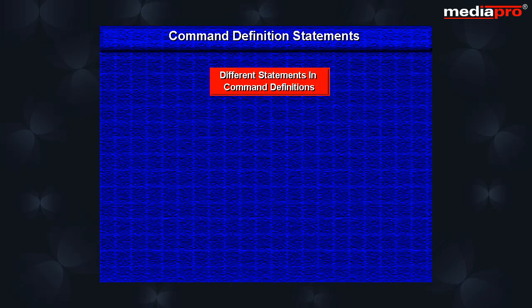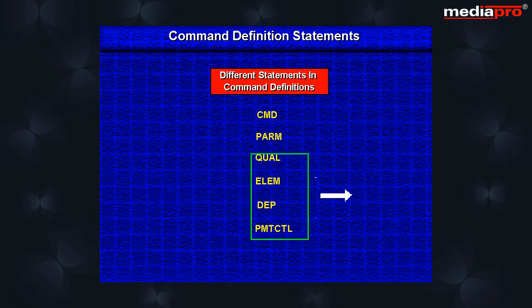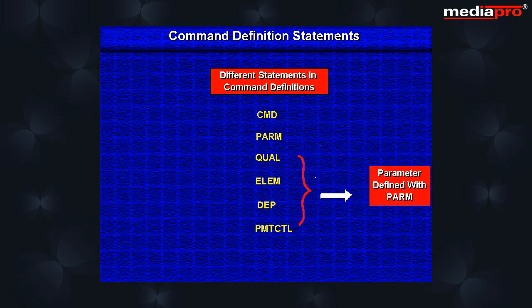There are 6 different statements that can be used in command definitions. They are command, parameter, qualifier, element, dependencies, and prompt control. Let us look at each of these. We have seen the command and parameter statements earlier. The element, qualifier, dependencies, and prompt control statements are used to further describe a parameter that has been defined with the parameter statement.